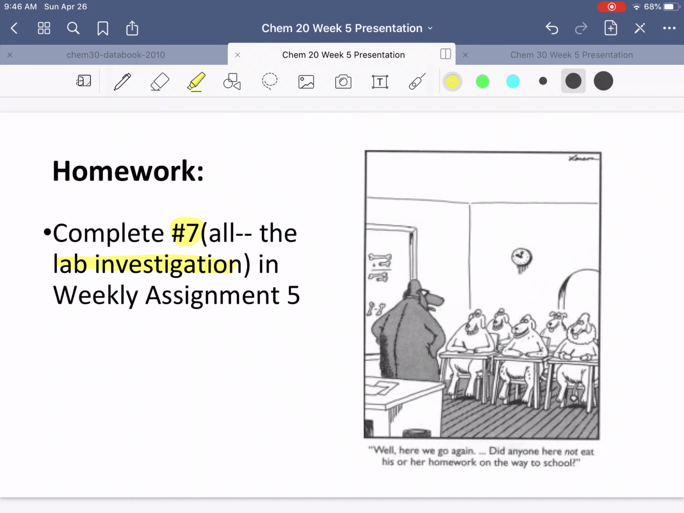The purpose of the investigation is based upon empirical evidence. Empirical evidence means from experimentation. You are going to have to try to identify unknown solutions as being strong or weak acids or strong or weak bases or neutral substances. Okay, so analysis of data.